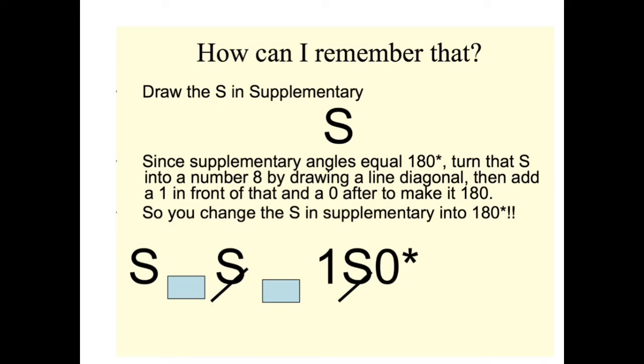How do we remember supplementary angles? I'm sure you all remember this. Draw the S in supplementary. Since supplementary angles equal 180 degrees, turn that S into a number 8 by drawing a diagonal line. Then add a 1 in front of that and a 0 after it to make 180. So you can change the S in supplementary into 180 in 2 simple steps, and this will help you remember that supplementary angles add up to equal 180 degrees.